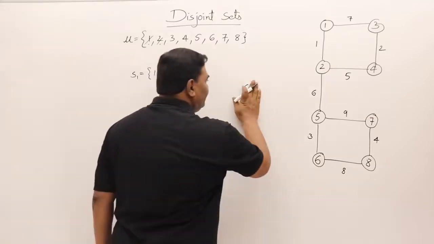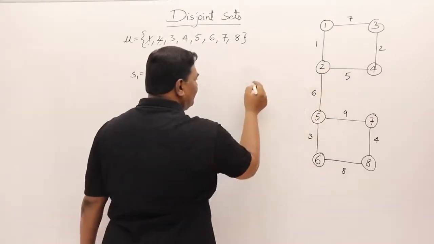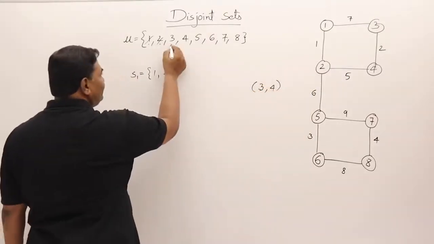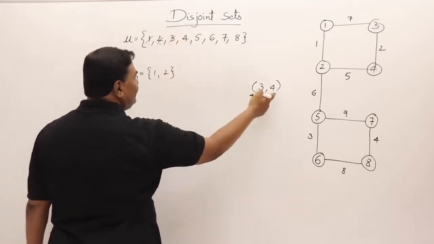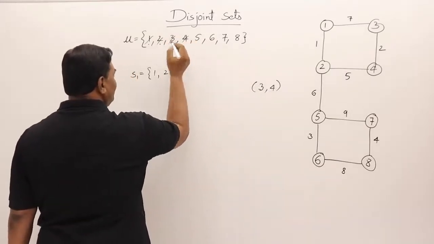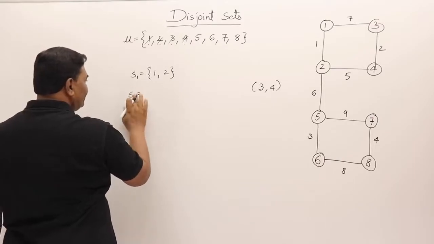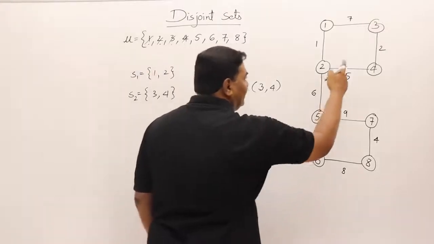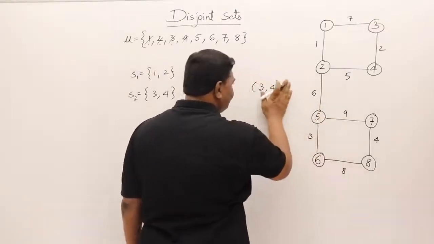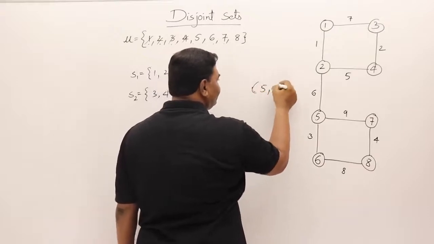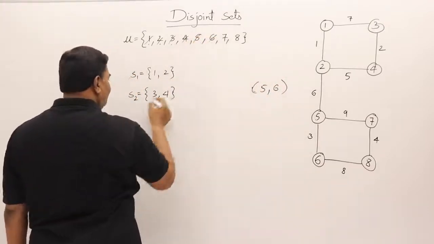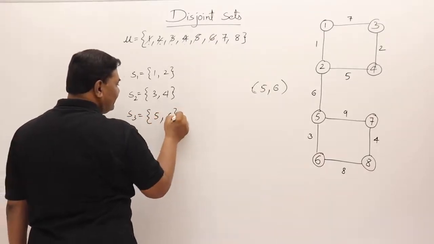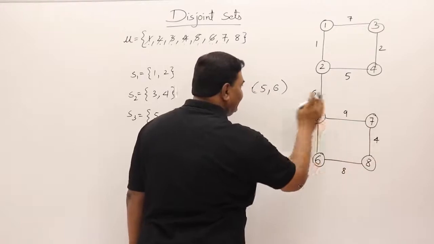Now the next edge is 3, 4. 3 is in the universal set, remove it. Find 4, this is in the universal set, remove it. So form set 2 with 3 and 4. Then the third edge, 5, 6. They belong to the universal set. Remove them from there and form a set for them, 5, 6. The fourth edge is 7, 8.